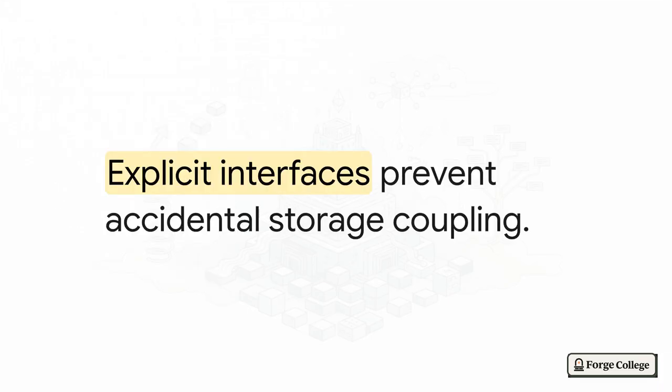Listen, if you take only one thing away from this entire explainer, let it be this golden rule. Explicit interfaces prevent accidental storage coupling. By using strict, typed interfaces between your store, your logic, and your facade, you completely eliminate the risk of one layer accidentally corrupting the data of another. Explicit interfaces are literally the ultimate currency of safe, scalable, smart contract composition.